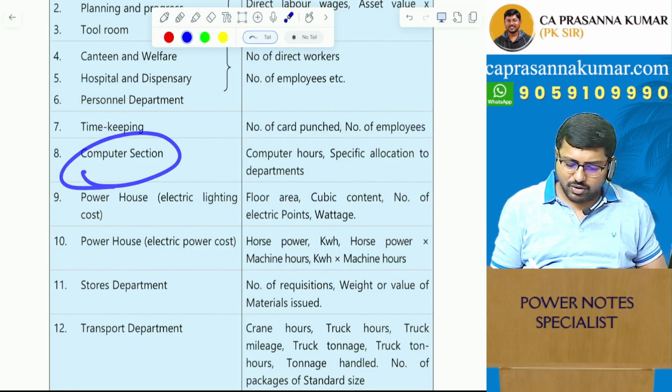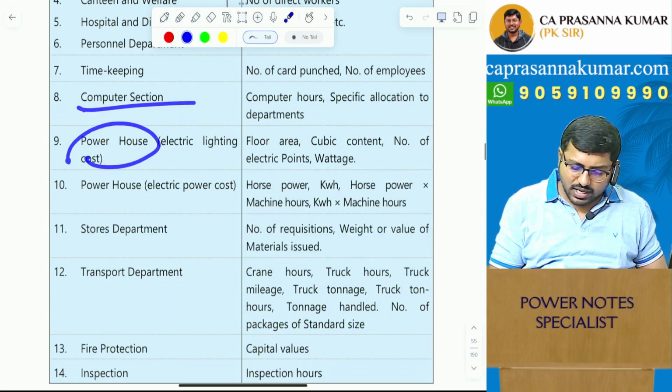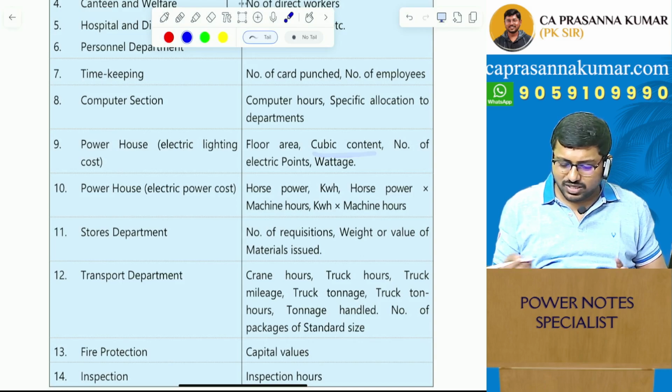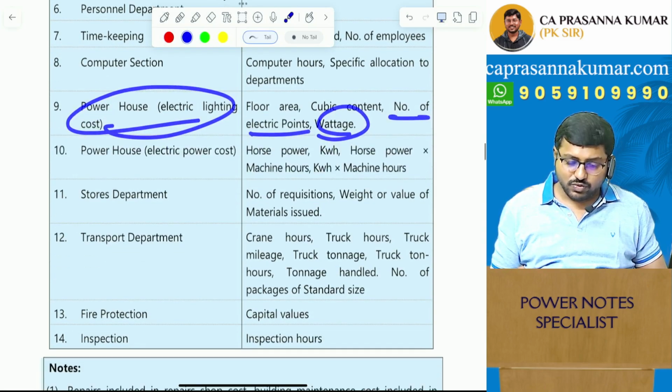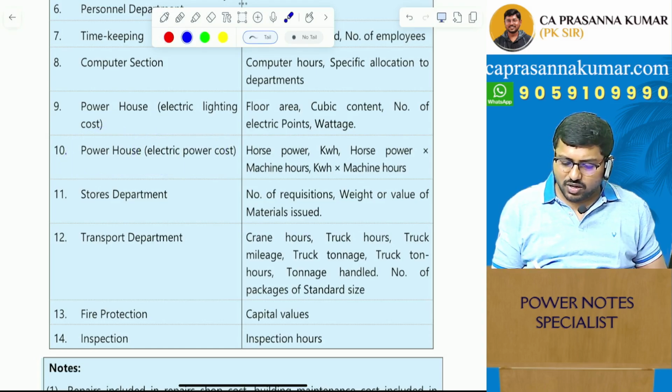Computer section, number of computer hours that you are using, or number of computers that has been allocated to each and every department, based on that. Powerhouse, it is based on floor area. Okay. Cubic content, that is also kind of an area only. It's a measurement. Number of electric points or wattage, based on that. Okay. Powerhouse expenses will be reapportioned. Powerhouse electric power cost will be based on horsepower or kilowatt hours or horsepower into machine hours.